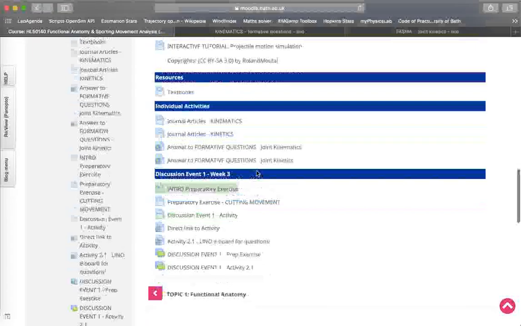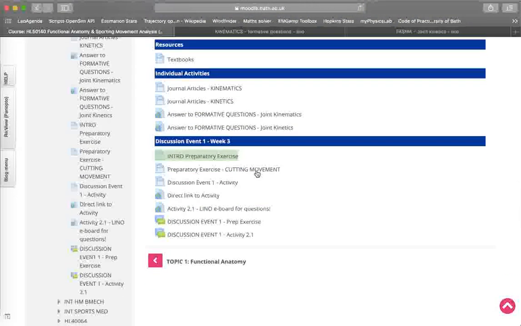For this week is the first discussion event, and discussion event 1, you can find it here. There are two main tasks for this week. There is a preparatory or introductory exercise on cutting movement, and a more structured exercise on rugby scrummaging.